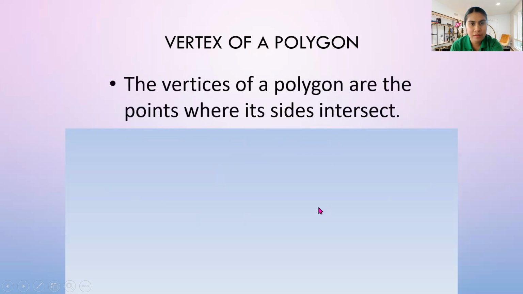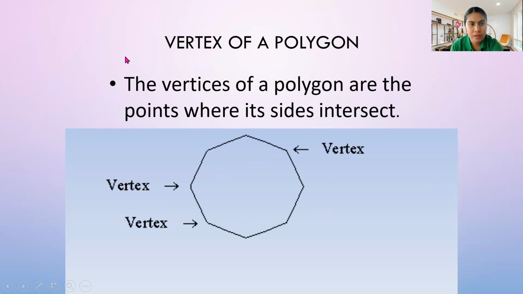We have the vertex of a polygon. The vertices of a polygon are the points where its sides intersect. So we have here this side and this side where they meet. So this is the vertex. If two lines meet, that is the vertex.